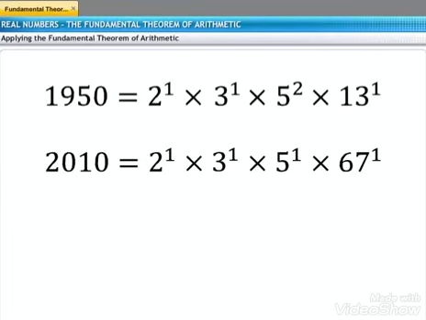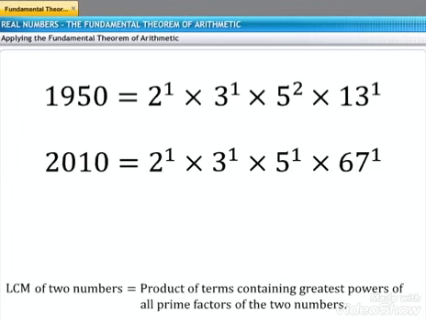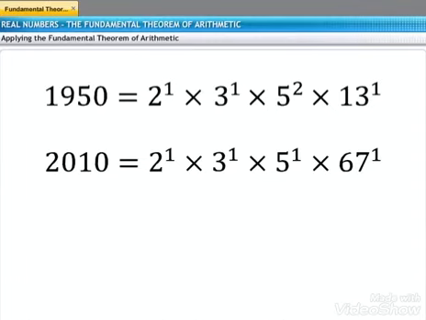Now, let us find the least common multiple or LCM of these two numbers. The LCM of two numbers is given by the product of the terms containing the greatest power of all prime factors of the two numbers. Since the greatest power of the common factors 2 and 3 is 1 in both the cases, their power will remain 1 while calculating the LCM. The power of common factor 5 in the prime factorization of 1950 and 2010 is 2 and 1 respectively. We will use the power of 2 in calculating the LCM since 2 is the greatest power of 5.